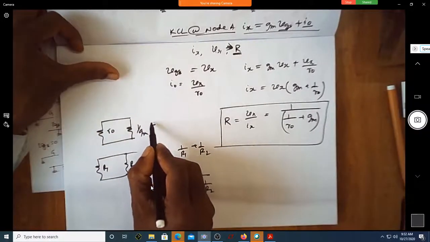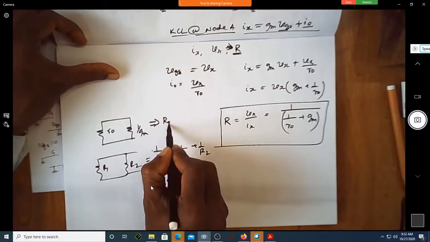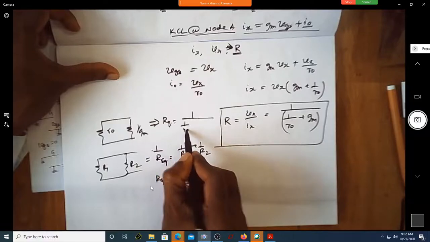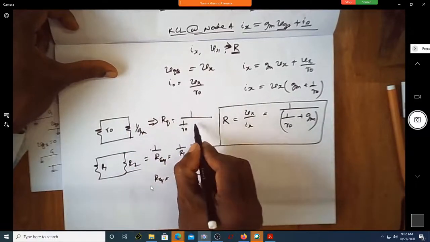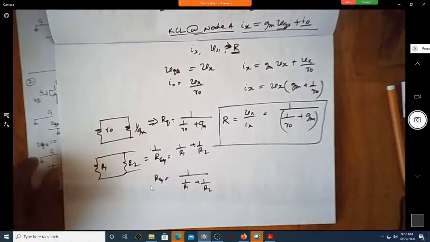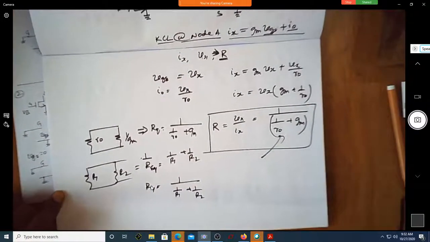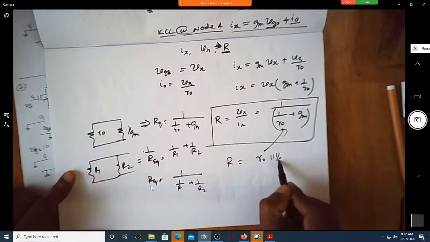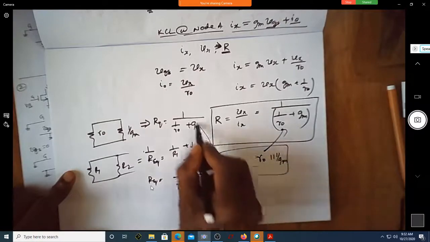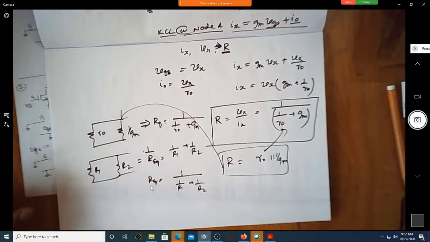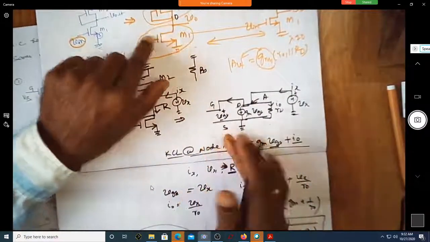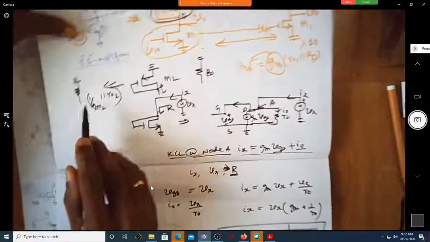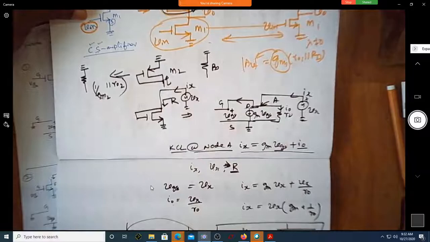Now, coming to this, can I write the R equivalent of this as 1 over of this? What is 1 over of that? 1 over R naught. What is 1 over of 1 over Gm? Is it not Gm? What is this then? Is R equal to R naught in parallel with 1 over Gm? Yes, sir. So, in this circuit, can I replace this as 1 over Gm2 in parallel with R naught 2?